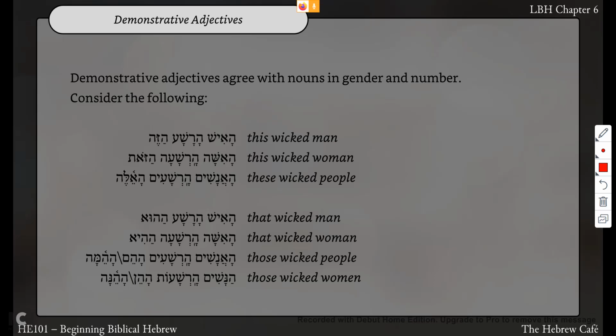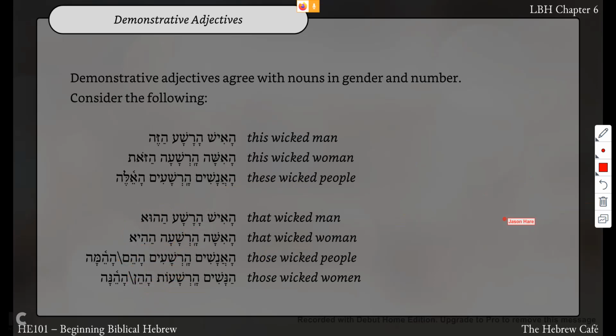In modern Hebrew, honestly, we only use these ones. These are not really used in speech. They don't really distinguish between near and far demonstratives. So this and that in modern Hebrew is the same thing. But in the Bible, hahu, hahi, hahem, v'hahen.